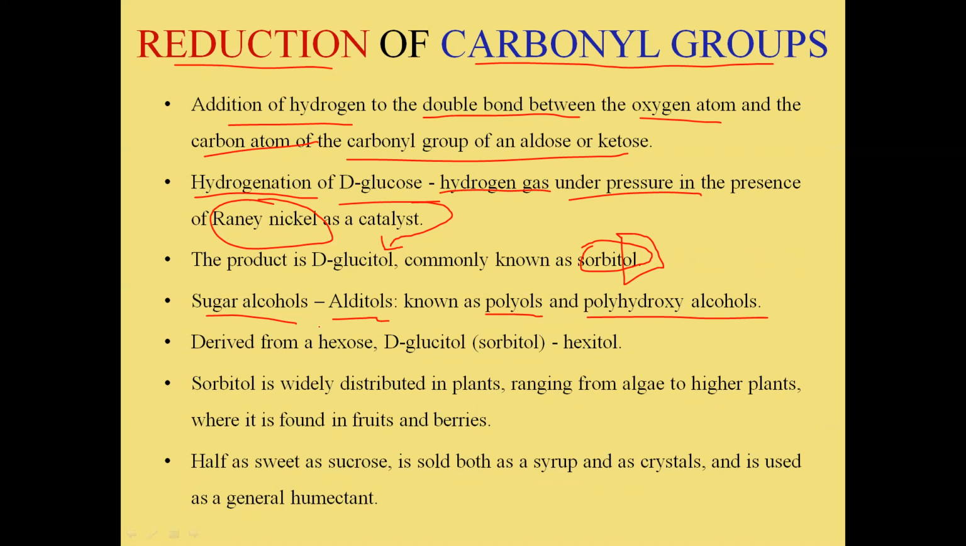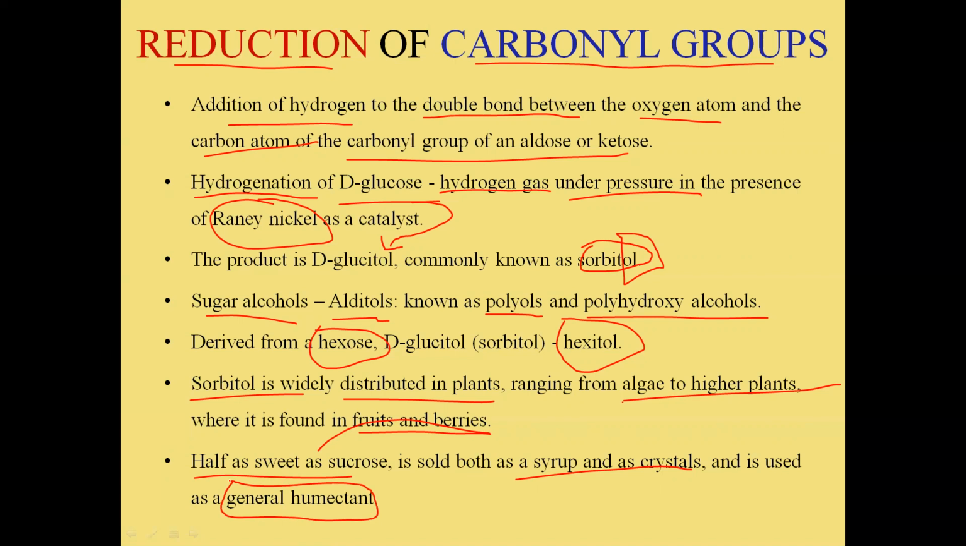Since glucose is a hexose, as we all know, we can also use the overall term hexitols for these sugar alcohols. Sorbitol, or D-glucitol, obtained from glucose is widely distributed in plants, ranging from algae to higher plants, and it is also found in fruits and berries. It is half as sweet as sucrose, and it is sold both as syrup and crystals. It is a general humectant. A humectant is a compound added to any food product in order to retain moisture in it.